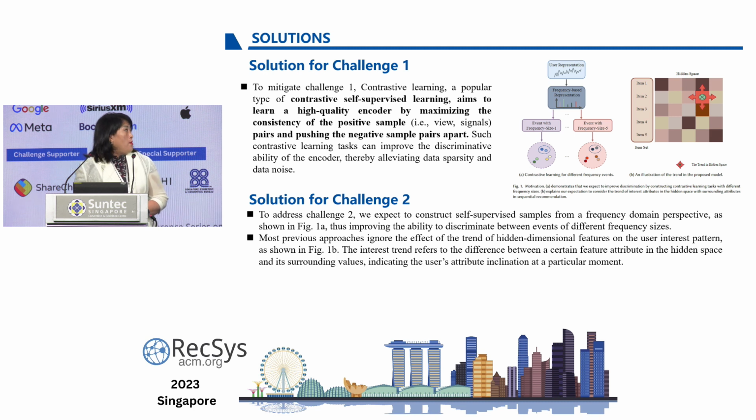As you know, most previous approaches just ignore the effect of the trend of hidden dimensional features on the user interest pattern, as shown in figure 1b. The interest trend refers to the difference between a certain feature attribute in the hidden space and its surrounding value, indicating the user's attribute inclination at a particular moment.